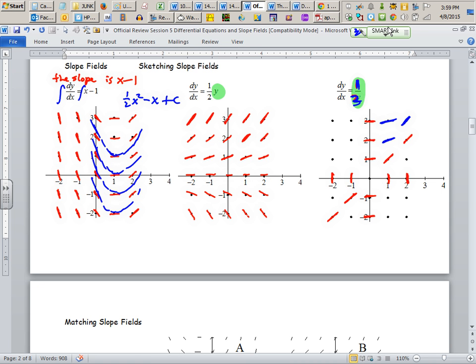Two-thirds slope. That's kind of hard to do. So I think I should connect this point to this point. So basically like that. It's getting hard now.